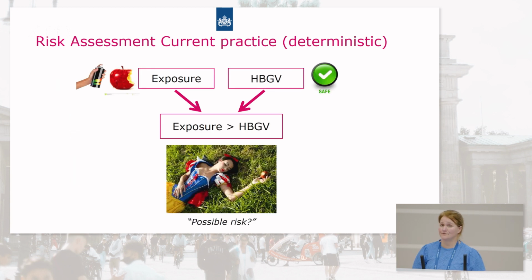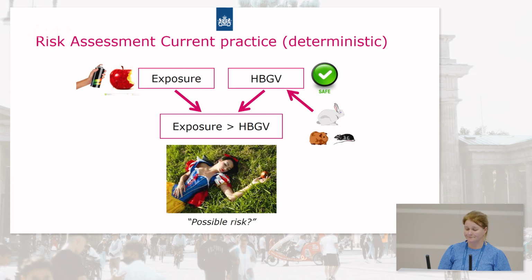in the past this was a picture of how risk assessment was traditionally done. So you have a human exposure, and you have a health-based guidance value. And if an exposure is bigger than the health-based guidance value, you have a possible risk. This health-based guidance value was mostly based on animal data, as was also mentioned before.